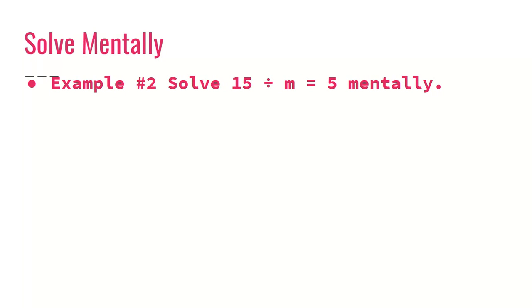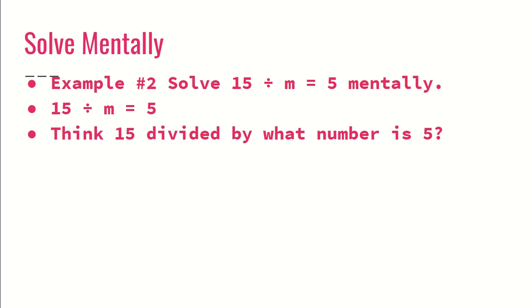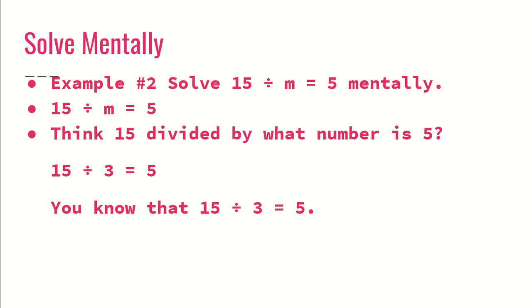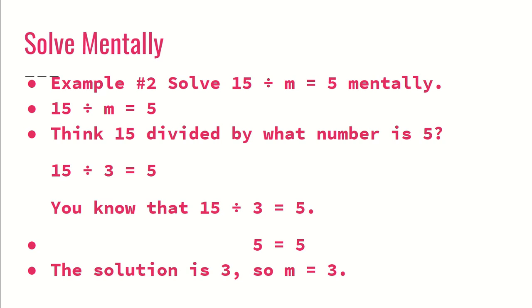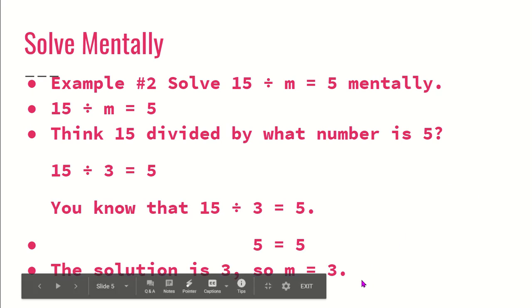So we're going to solve mentally now. Example number 2, 15 divided by m equals 5. So we have this equation. When we think of it, we say 15 divided by what number is 5? Well, we know that if we divided 15 up into a certain number of groups, how many groups would it be? 15 divided by 3 would equal 5. So we know 5 equals 5. So for our solution to make that sentence true, we would say that m equals 3.